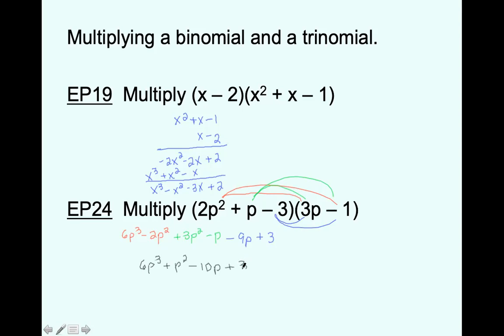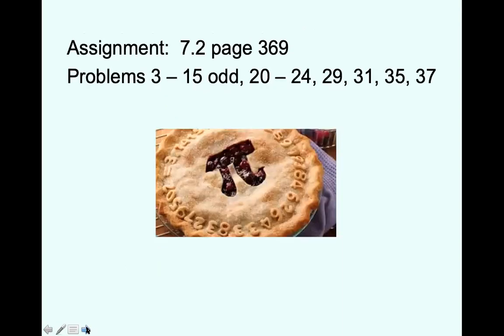So you guys are welcome to try either method when multiplying trinomials times binomials. See which one you prefer.